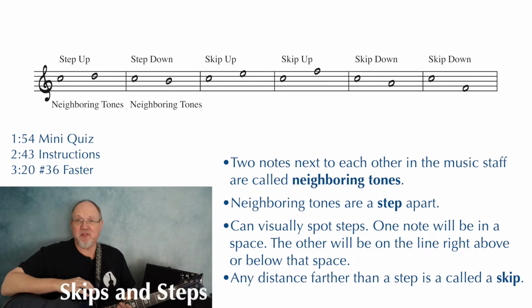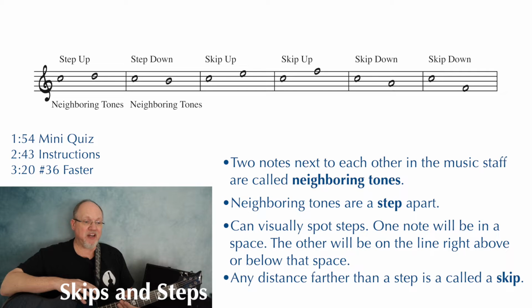I'm looking at the bottom of page 20 where it says skips and steps. When two notes are right next to each other in the music staff, they're called neighboring tones. When a note moves up or down to its neighboring tone, it's moving by step. You can easily tell when we have two notes a step apart in the music staff because one will be on a space and the other will be on the line right above or right below that space. Now, if a note has to move farther than a step, it's called a skip.